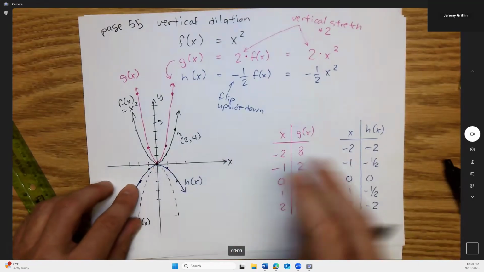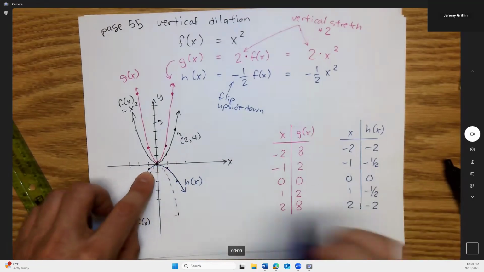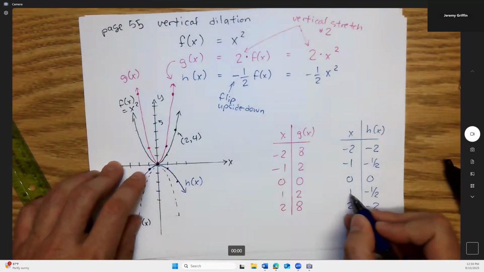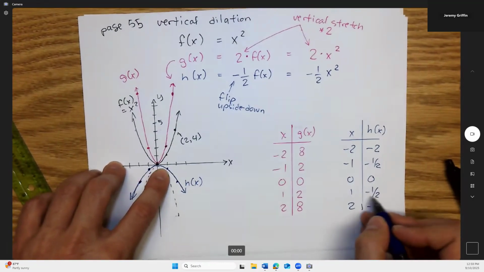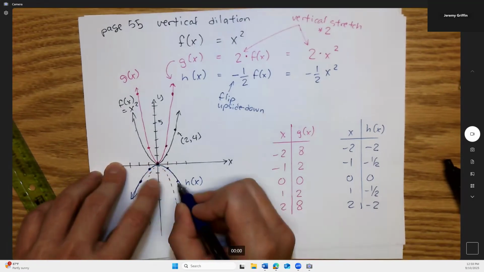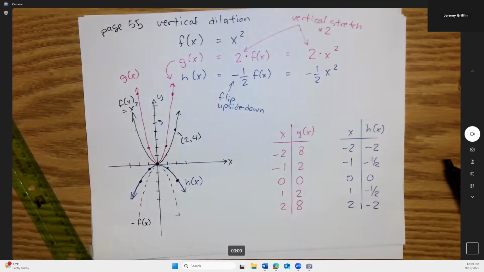So these coordinates say -2, -2. Oh yeah. -1, -1/2. Oh yeah. 0, 0. Oh yeah. 1, -1/2. Oh yeah. Over 2, down 2, right there. Oh yeah, everything lined up exactly. So these translations are working exactly as promised.